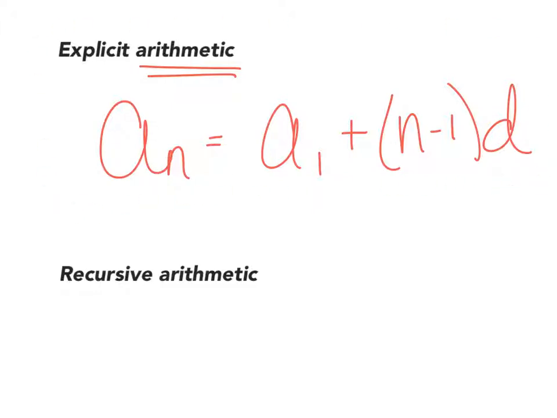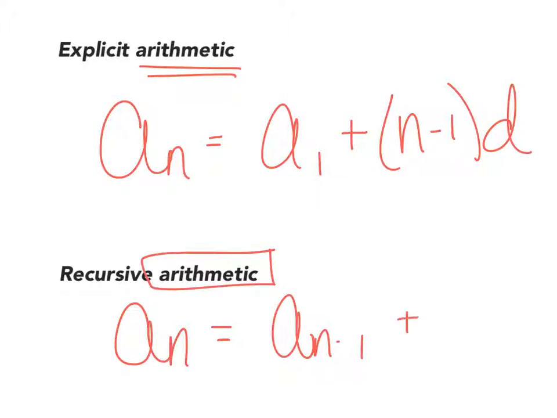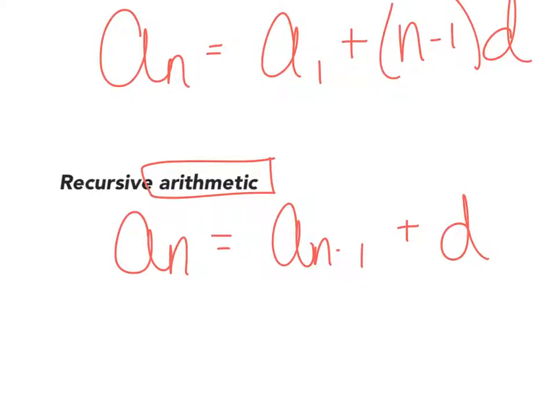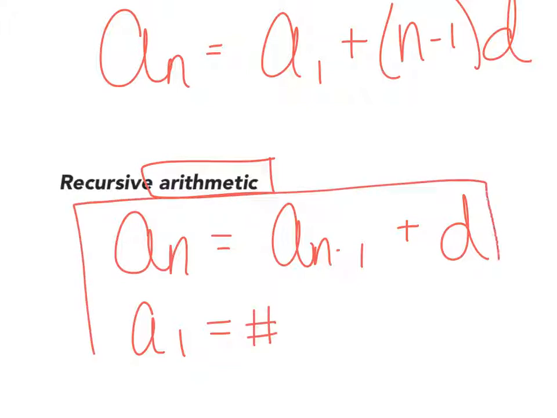However, they think that you should know recursive, and they do not give you this formula. So you do have to memorize the recursive, which is a sub n equals the previous term, a sub n minus 1. Arithmetic means add, so plus the difference. And don't forget, recursive means you have to be given the first term, or a term. So those kind of get grouped together.